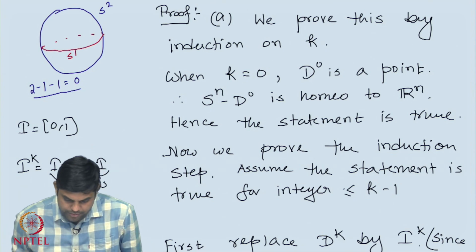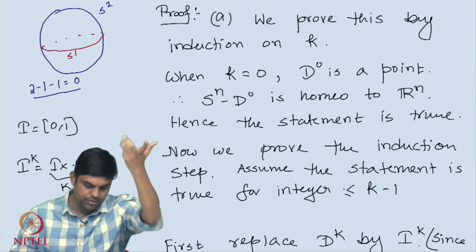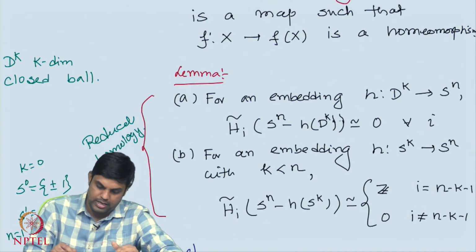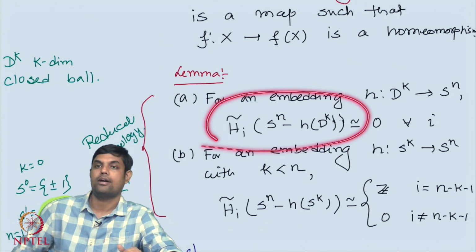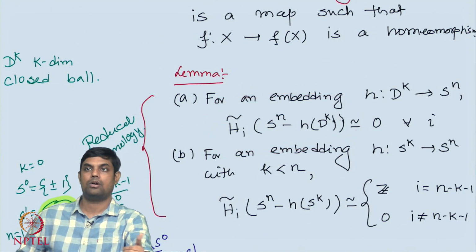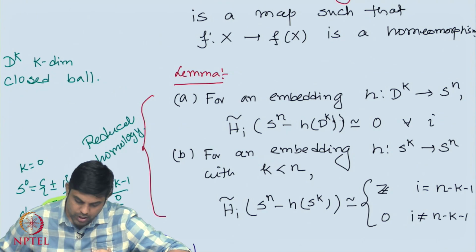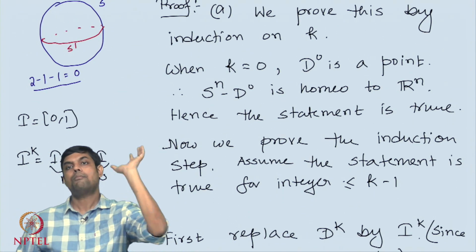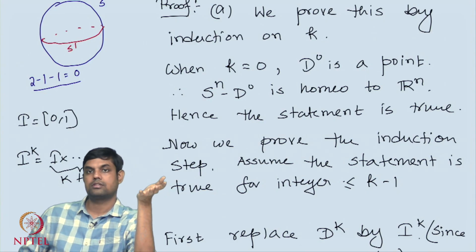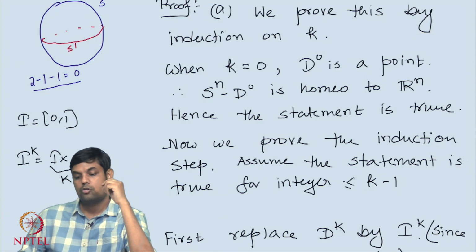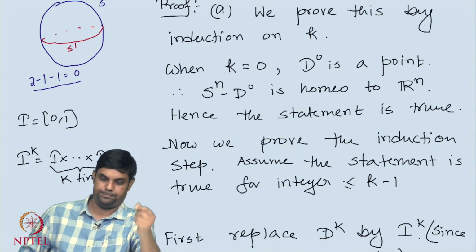So, let us start with the proof. What we want to prove, remember, is this, what we are going to prove first: the complement of an embedded disk inside S^n has trivial reduced homology on all the levels, okay. So, let us start with an embedding H from a k-dimensional closed disk to an n-dimensional sphere, okay. And our goal will be to prove this result using induction, okay.